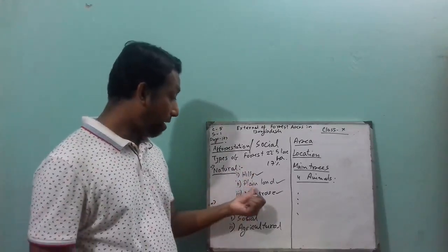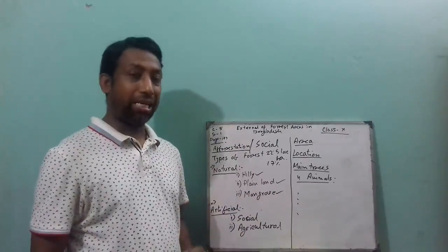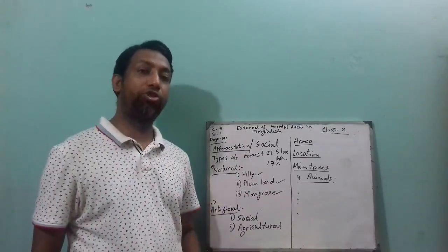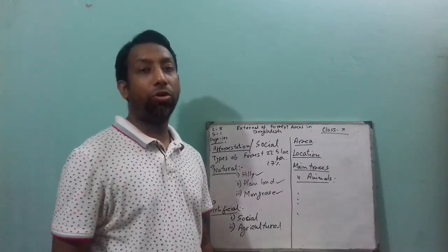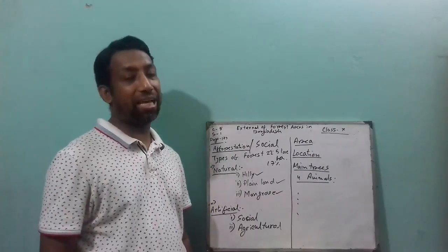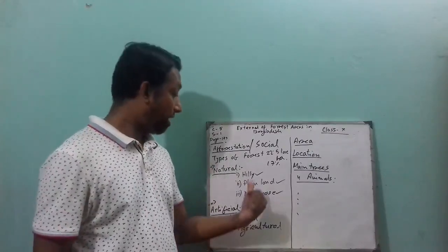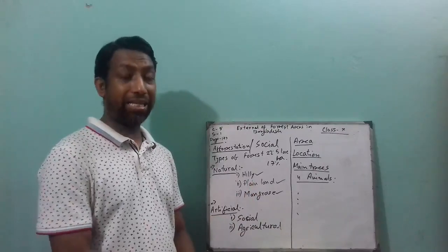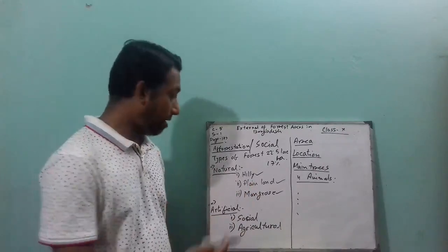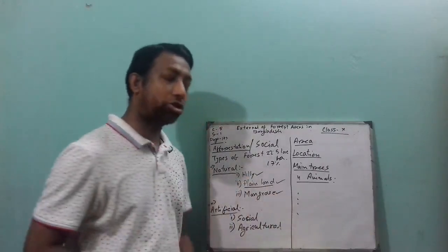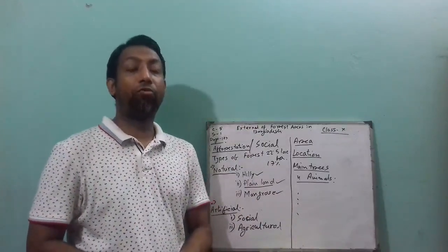Next one is plainland forest. In our country, Mymensingh, Gazipur, Tangail, Jamalpur, this area is called plainland forest. And in this area there are lots of sal trees.